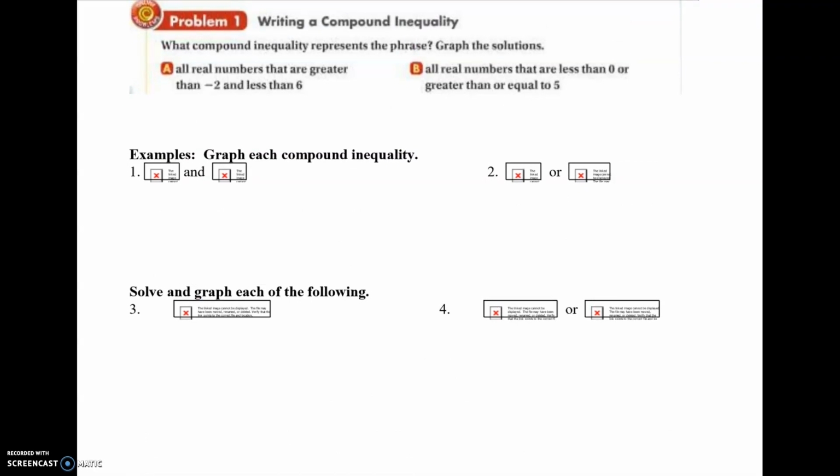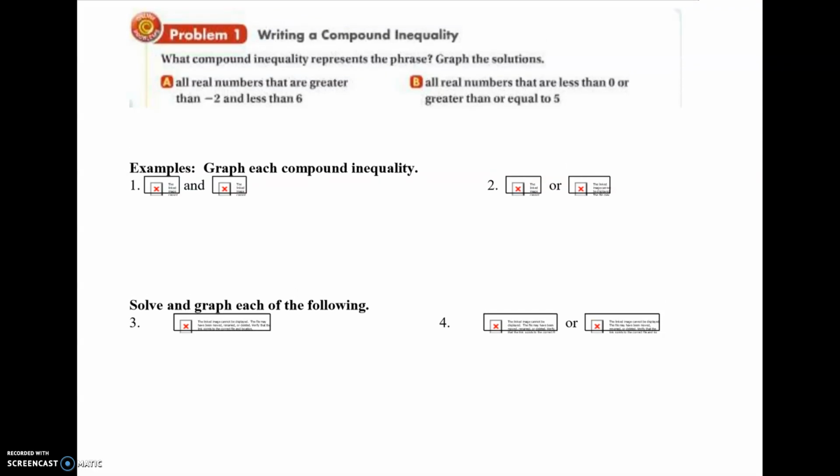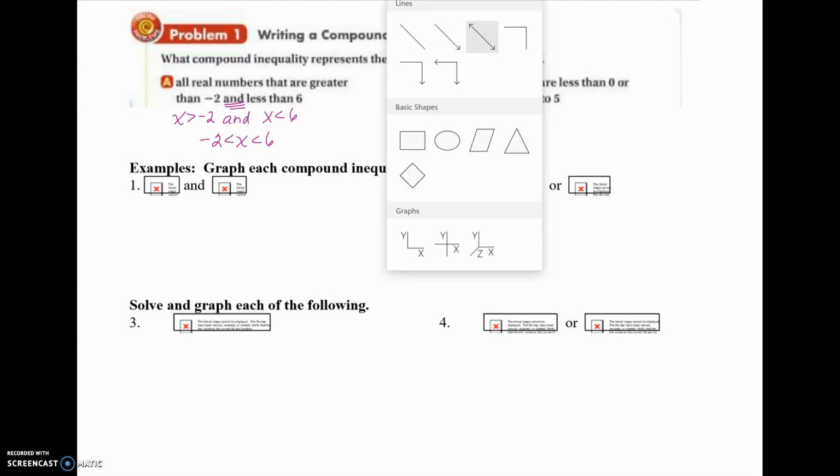Okay, so let's look. In problem 1, we have writing a compound inequality. What compound inequality represents the phrase? Graph the solutions. All real numbers are greater than -2 and less than 6. This tells us that this is a conjunction because it has "and." So it says it's greater than -2 and it's less than 6. That really means -2 is less than x, which is less than 6. It makes a compound inequality.